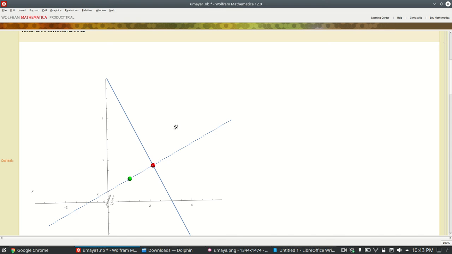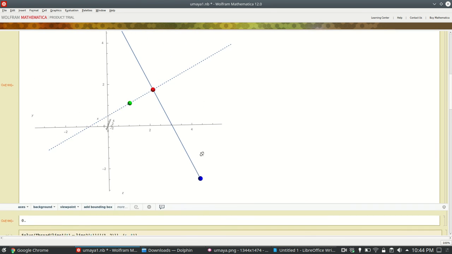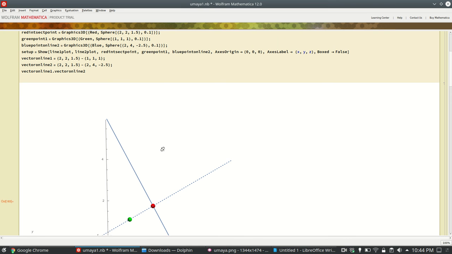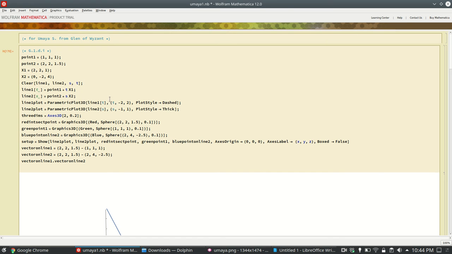Right? And then to get a vector that is on line 1, I did the red point minus the green point. So my green point, which I just got by substituting some valid number in for t, yes, in for t. So my green point was 1, 1, 1, right? And so to get the vector, I did 2, 2, 1.5 minus 1, 1, 1, right? And here's why.